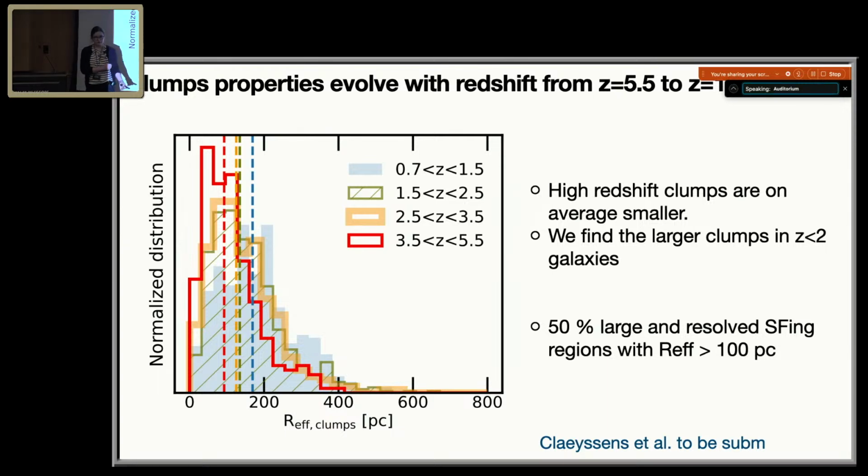I will not show everything because I don't have time in 10 minutes, but I will show the main results of the soon-to-be-submitted paper. I show here the size of the clumps in 4 different redshift bins with almost the same quantity of clumps in each. So we have clumps from below 10 parsecs to 600 parsecs. We don't have any kiloparsec-size clumps in this sample. And we find that the higher redshift clumps are on average a bit smaller than the low redshift ones, which for me is redshift 1, 2.